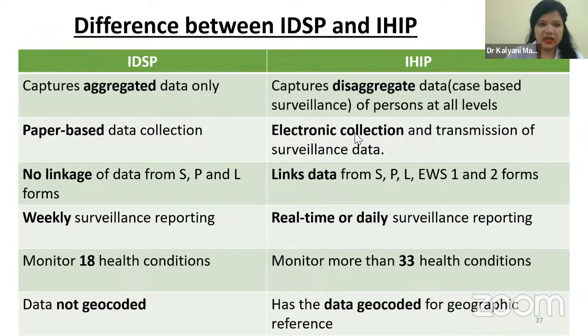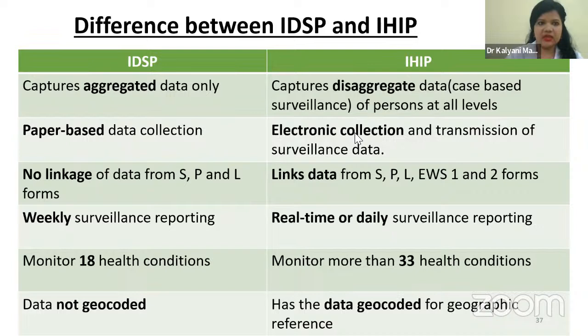There is no linkage of data from S, P, and L forms in IDSP, but IHIP links the data from S, P, L, EWS 1, and 2 forms. There is weekly surveillance reporting in IDSP, whereas IHIP has real-time or daily surveillance reporting.